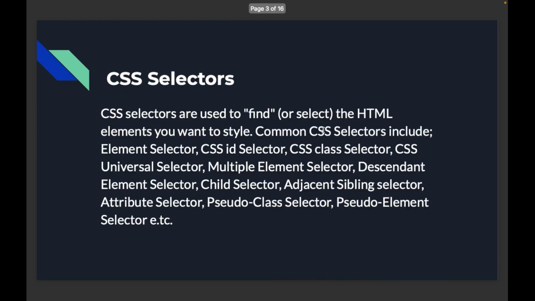But first, what are selectors? Selectors are used to find or select the HTML element that you want to style. So you have an element you want to style, we use these selectors to select them. You can see they are all listed out here, and we'll be treating them one after the other.